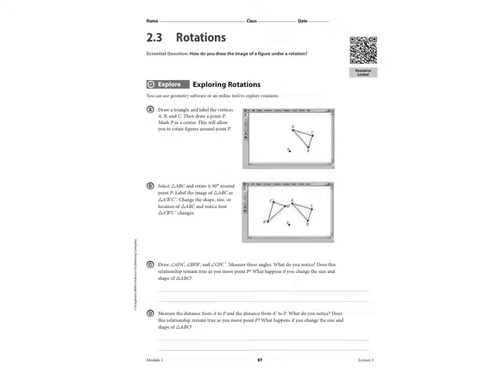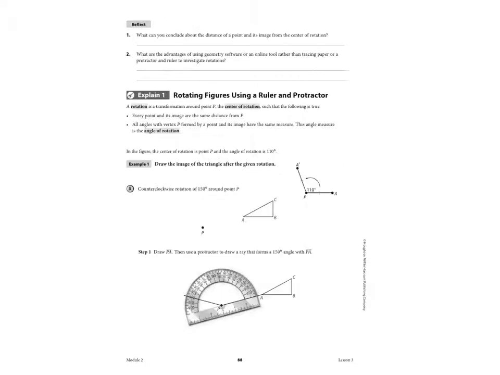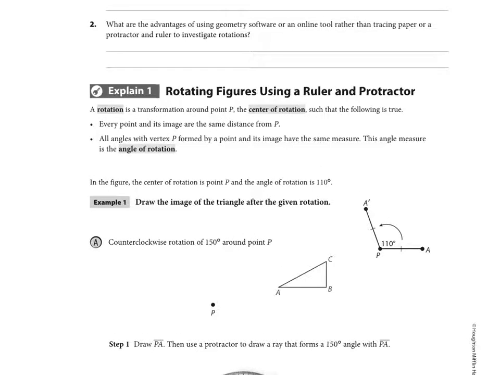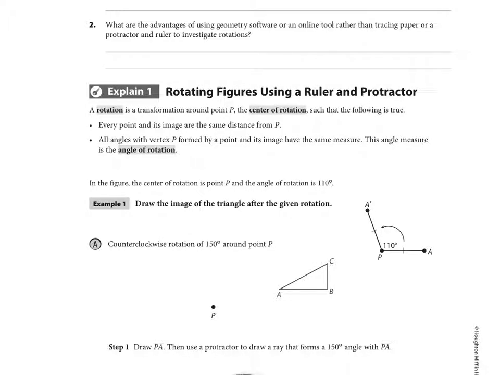Okay, so 2.3 is very short and sweet. We're going to skip a lot of it. So if you turn with me to 88, there's some words on 88.